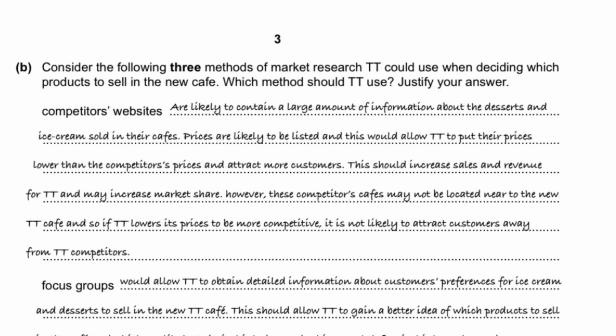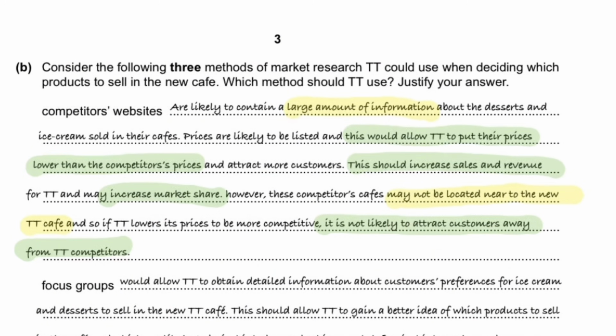Question 1b. Consider the following 3 methods of market research TT could use when deciding which products to sell in the new cafe. Which method should TT use? Justify your answer. Just a disclaimer, for this answer I have copied and pasted the entire analysis section of the specimen answer, and then I have taken the feedback from the examiner's comments and made the recommendation better, which resulted in a 12 out of 12. Let me show you.